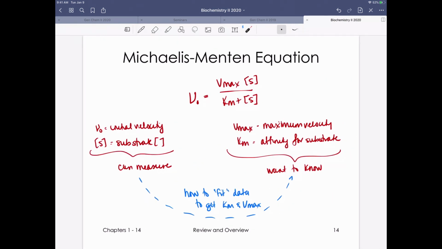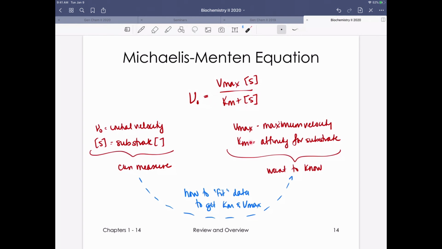The Michaelis-Menten equation is just the last thing to remind us, since a lot of times we are going to be talking about reaction rates of important enzymes. So we do want to remember what the Michaelis-Menten equation is. V naught, which is the initial reaction velocity, is equal to Vmax, which is the maximum velocity, times the substrate concentration, over Km plus the substrate concentration.